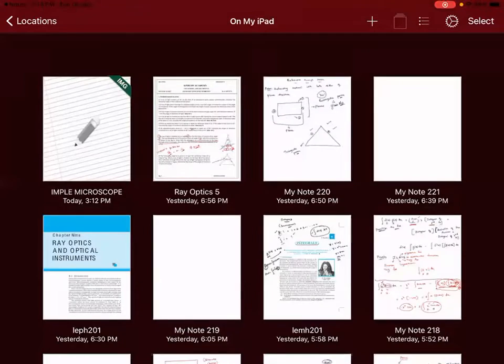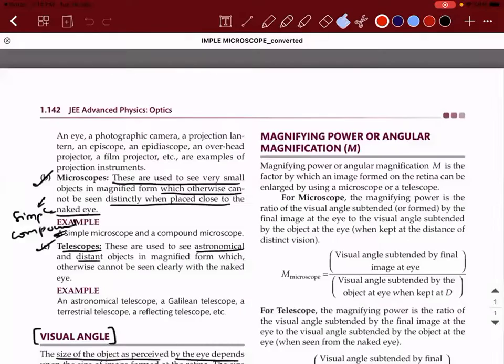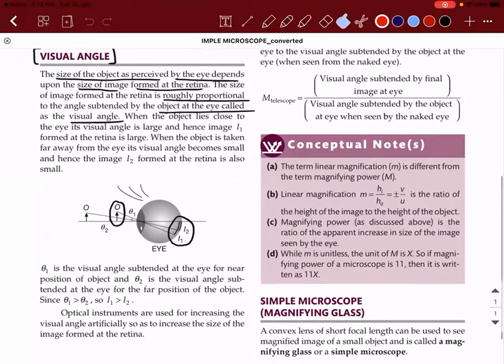Try to understand this. If I place an object here, then from the top of the object there is a ray that is going, and from the bottom of the object there is a ray that is going. If you observe, this whole thing is going to be the size of the image perceived by the retina, by our eye at the retina.